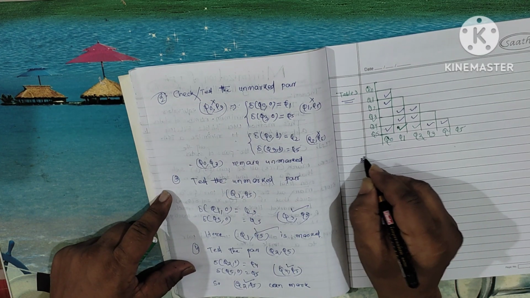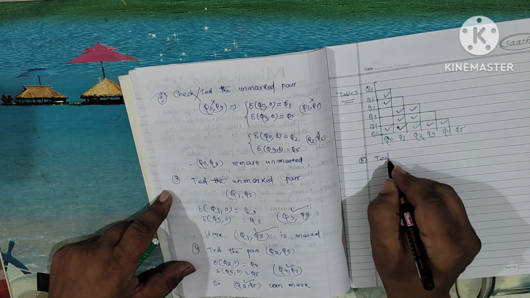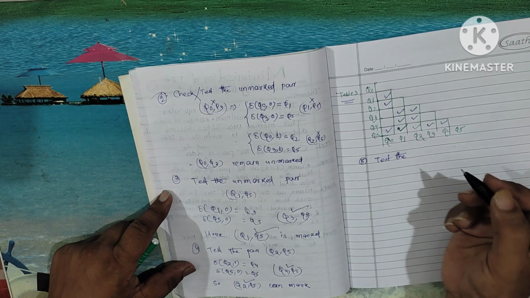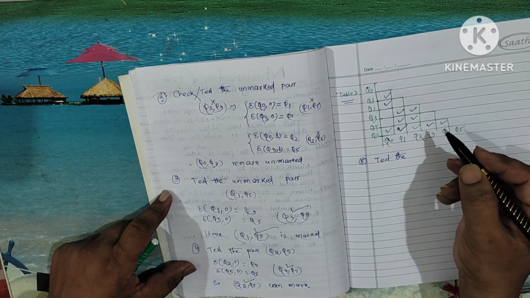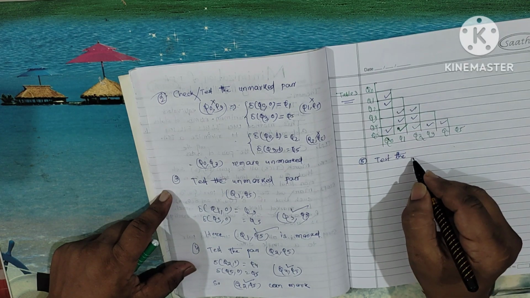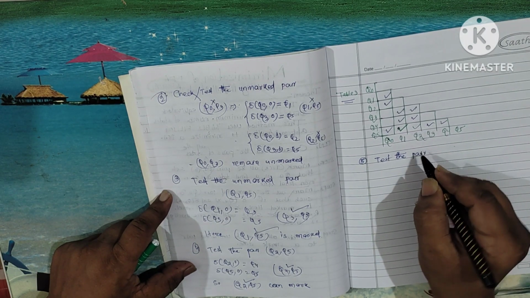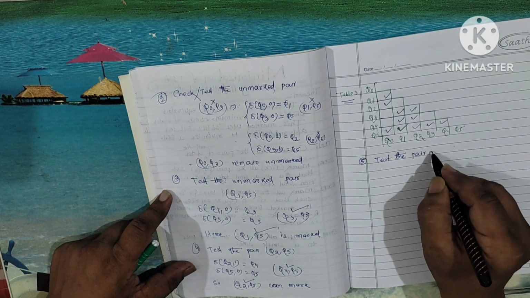Fifth number, test the pair. Which is the pair left out here? 1, 2, 3, 4, and here one more pair. Test the pair that is called Q1, Q2.